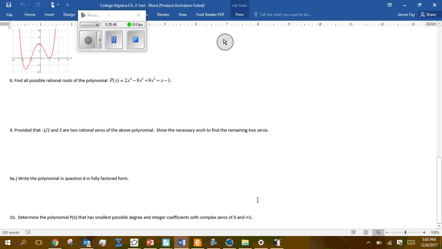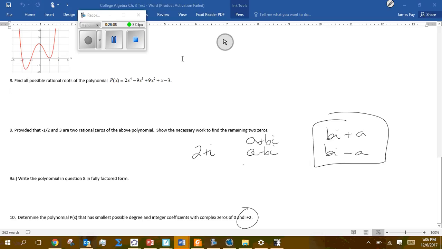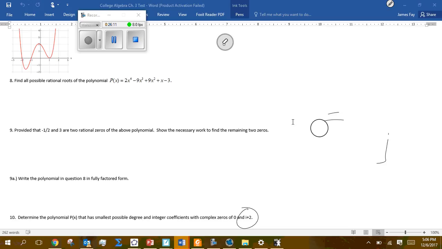Now, this last one says to rewrite this as 2 plus i. The idea is that a plus bi and a minus bi are conjugates. If I write it as bi plus a and bi minus a, those are not considered complex conjugates. So we have to write it as 2 plus i. But what it tells us is that we have a complex 0 of 0. So that means x minus 0 is a factor.